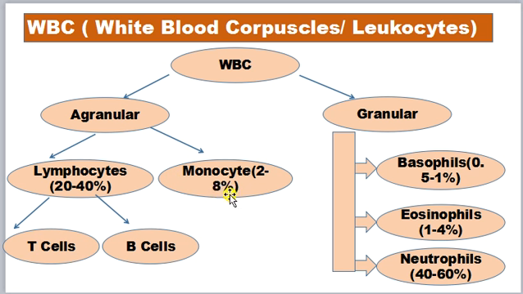Now move on to the monocytes. Monocytes are around 2 to 8%. It is the biggest type of WBC in the immune system, and it fights off bacteria, viruses, and fungi. When certain germs enter the body, they quickly rush to the site to attack.